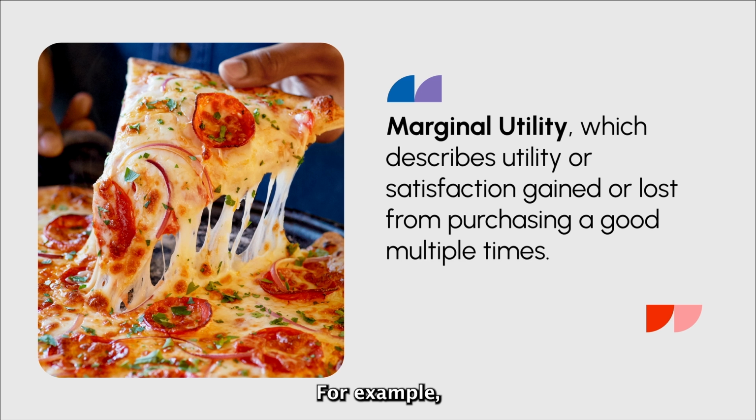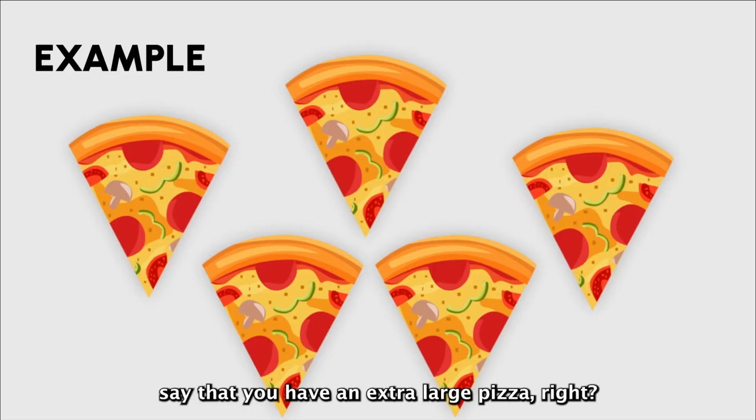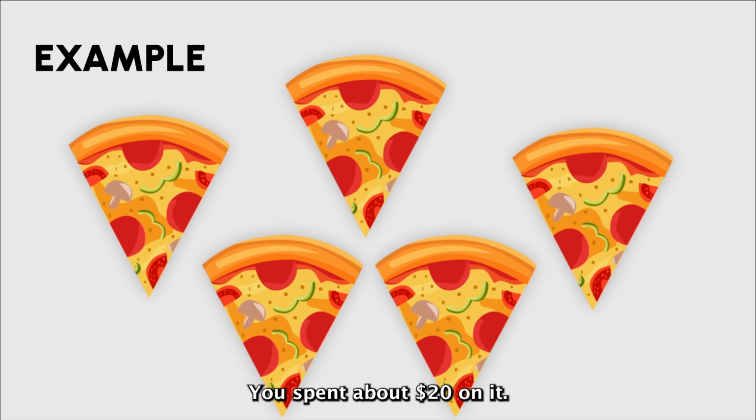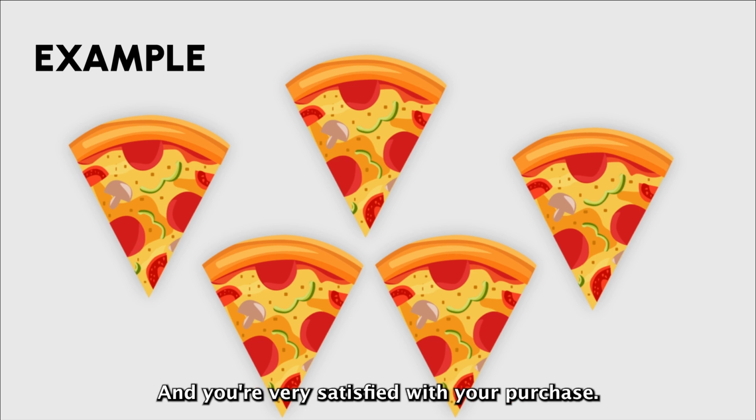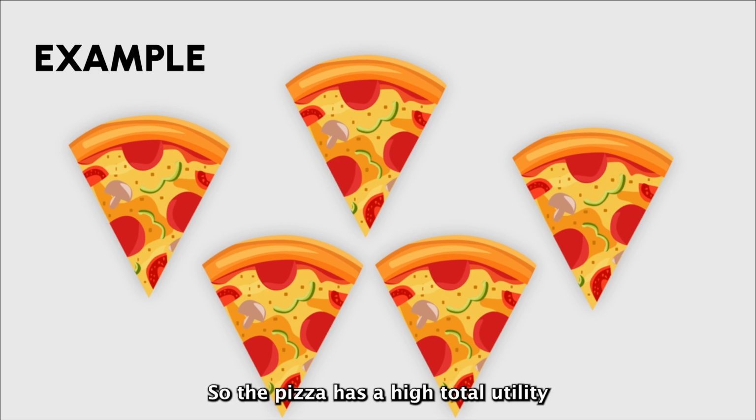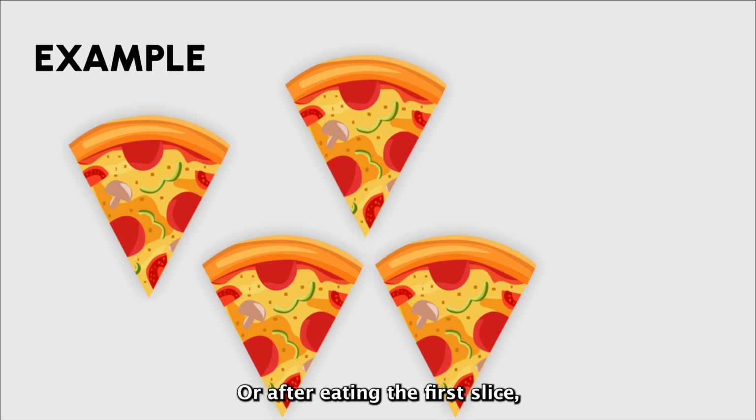For example, let's say that you have an extra large pizza, right? You spent about $20 on it, and upon eating that first slice, it's very good, it's delicious, and you're very satisfied with your purchase. So the pizza has a high total utility because within your budget, the enjoyment you received from the pizza was satisfactory. So you still have five total slices of the pizza left, right? Or after eating this first slice, you have four slices left, right? So then you go and eat the next one, and it's also just as delicious.